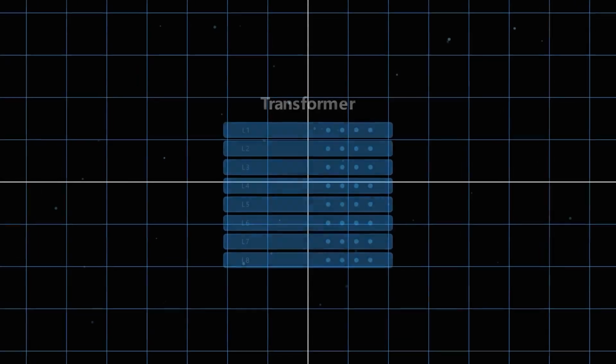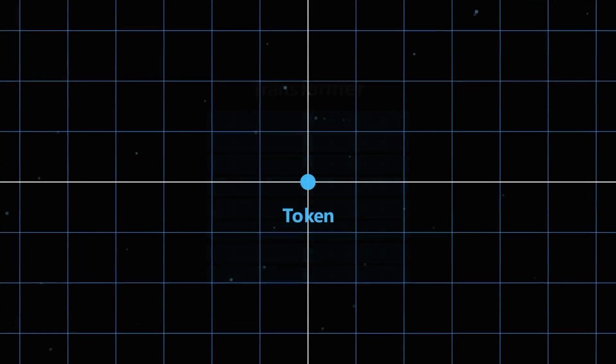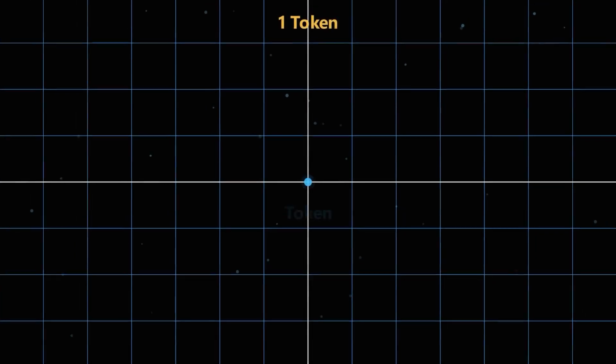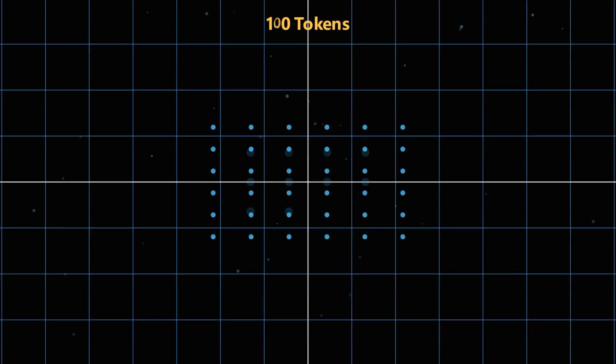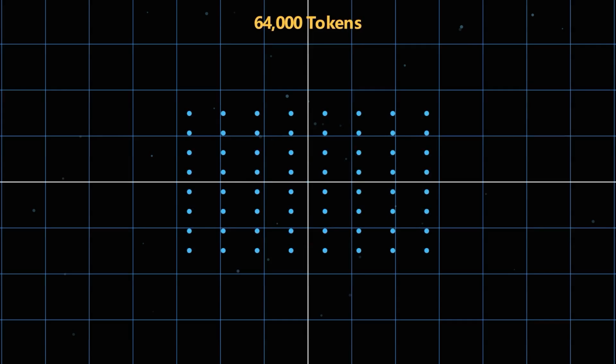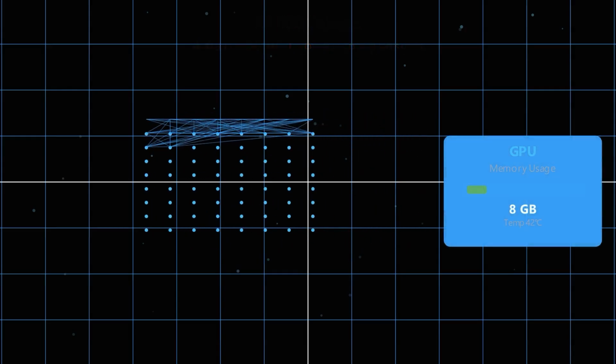Transformers changed artificial intelligence forever. Everything begins with one simple thing, a token. Modern language models don't process one token. They process thousands, sometimes tens of thousands of tokens together. Here's the hidden problem. Every token tries to compare itself with every other token. As the sequence becomes longer, computation explodes, memory usage explodes, training becomes painfully expensive.